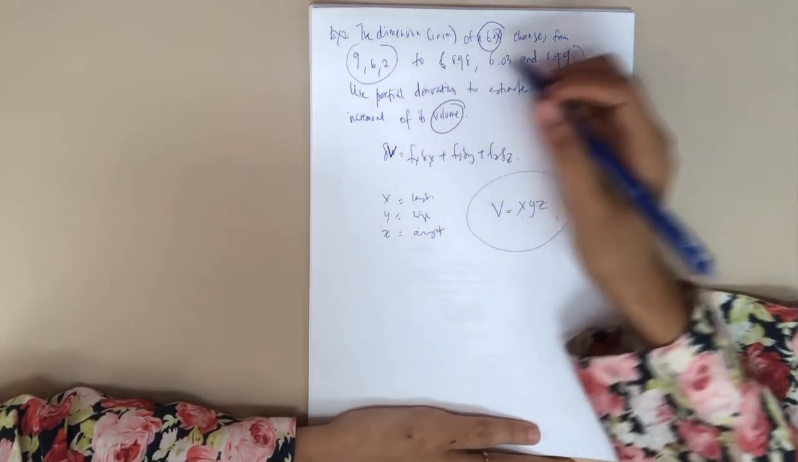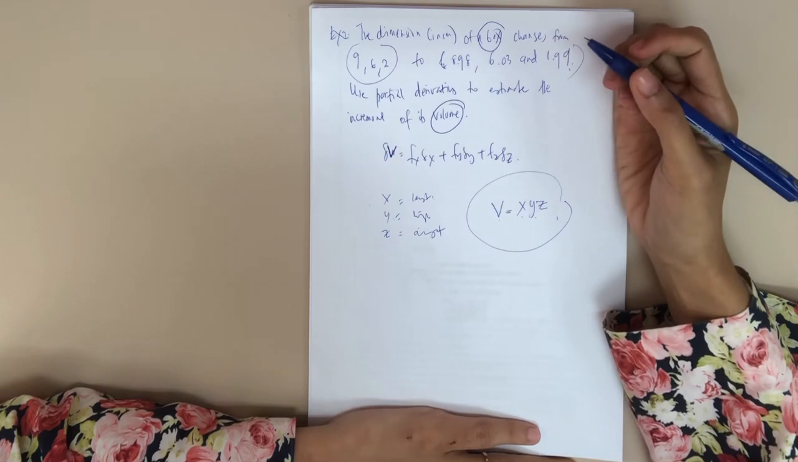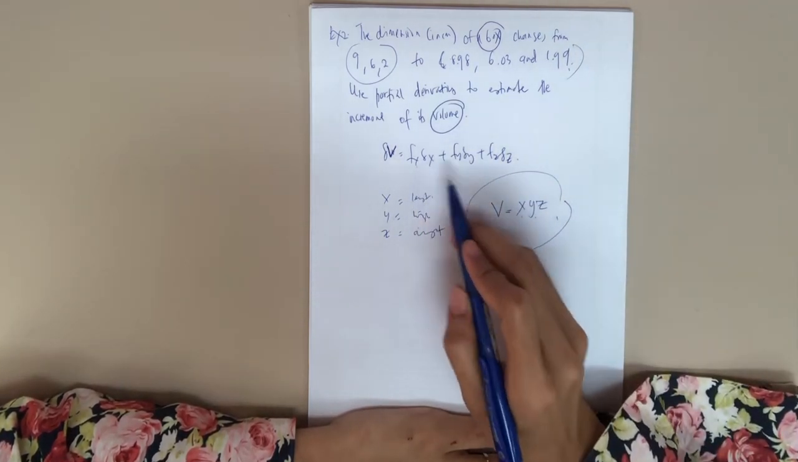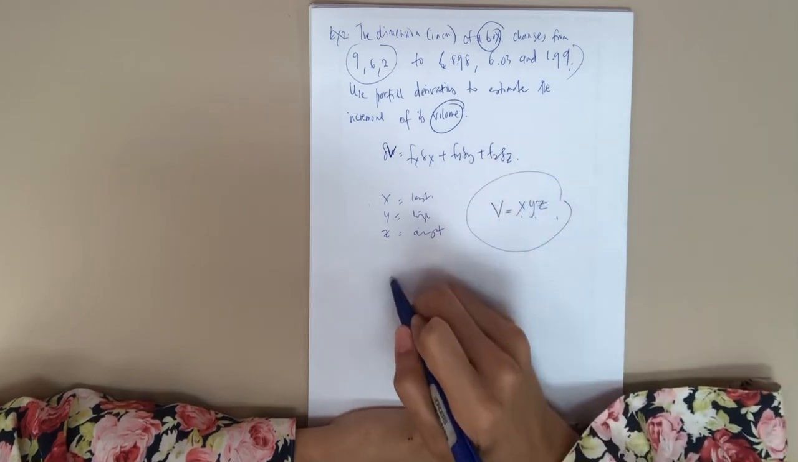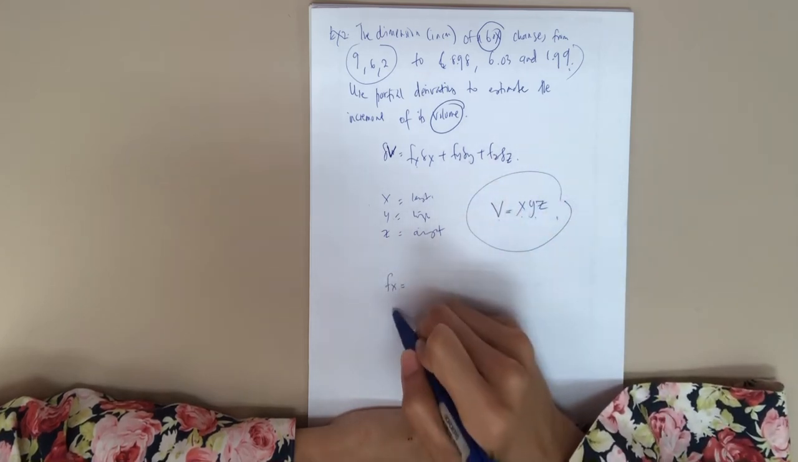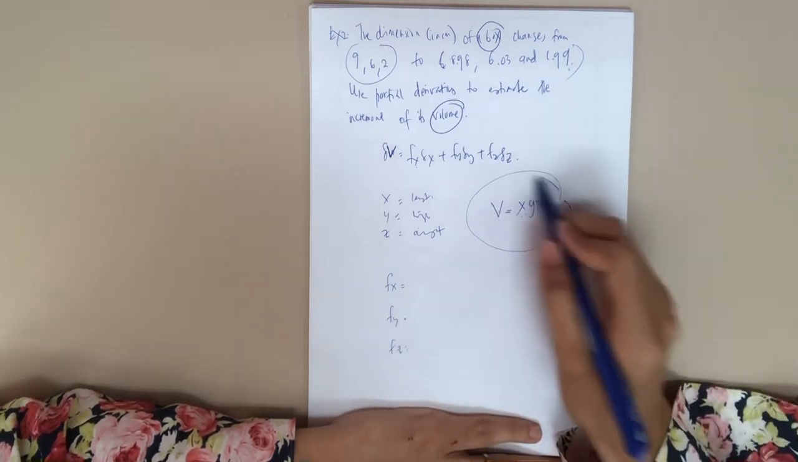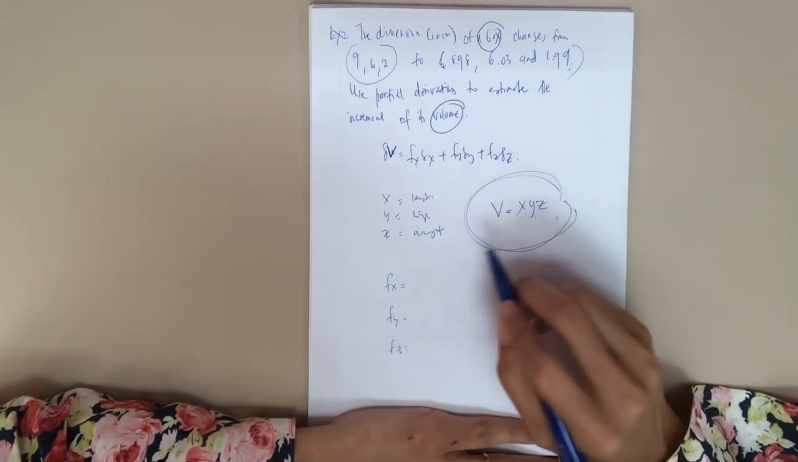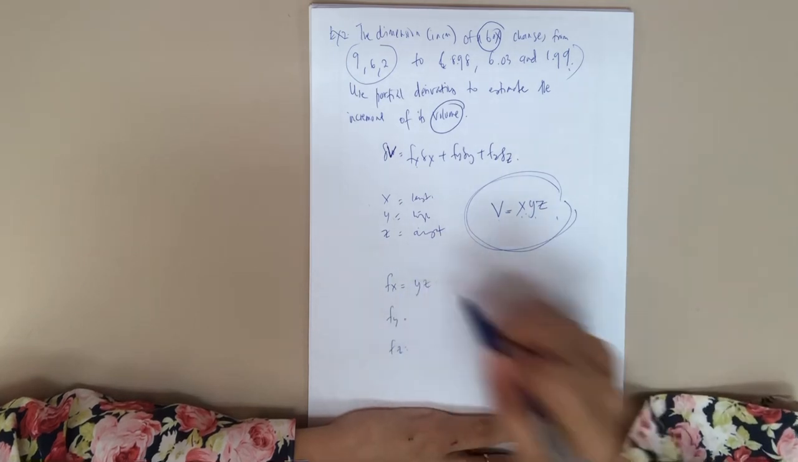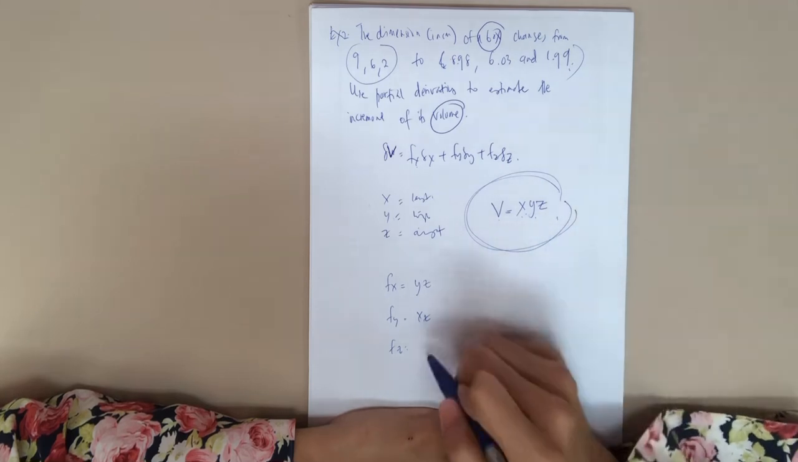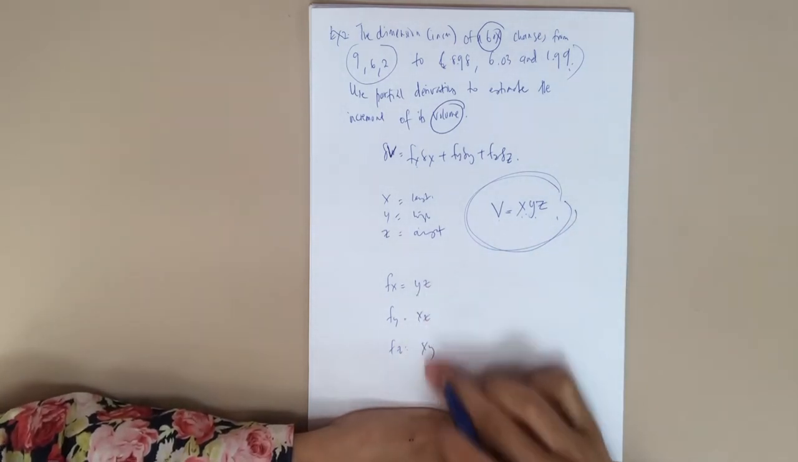So we need to find the differentiation with respect to x, and with respect to y. So fx, what is fx? Differentiate this one. fx is yz. What is fy? xz. What is fz? xy. Okay, so you already get these three.